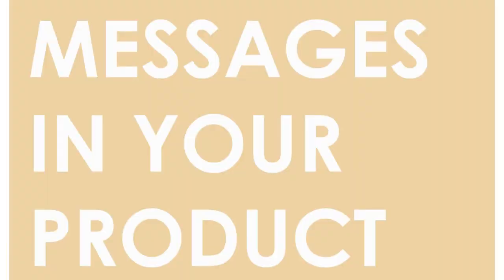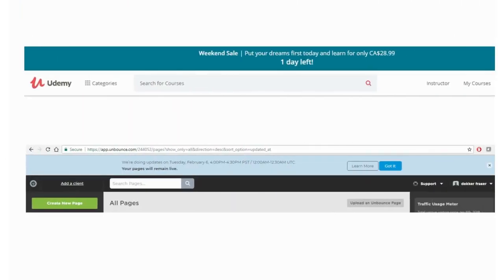Messaging within your product. A lot of a PMM's role is to write or provide feedback on messaging within apps. Here are 2 examples of this type of messaging. The first is a message from Udemy providing a weekend sale. The second is a message from another software company called Unbounce. This is just a notification about software updates. Both of these examples are taken from my laptop.